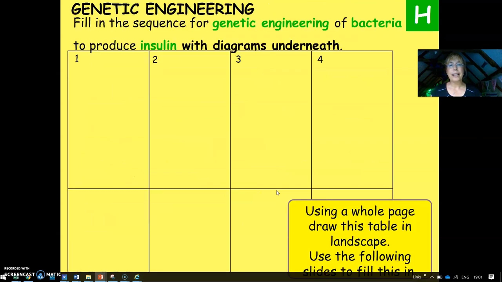Okay, well done. Now, using a whole page in your book, I want you to create this table exactly as I have done here. So if this is your whole page, this is my whole page, and I'm going to go through different bits that you are going to copy in to explain genetic engineering. Pause the video, and when you're ready to start, you know what to do.